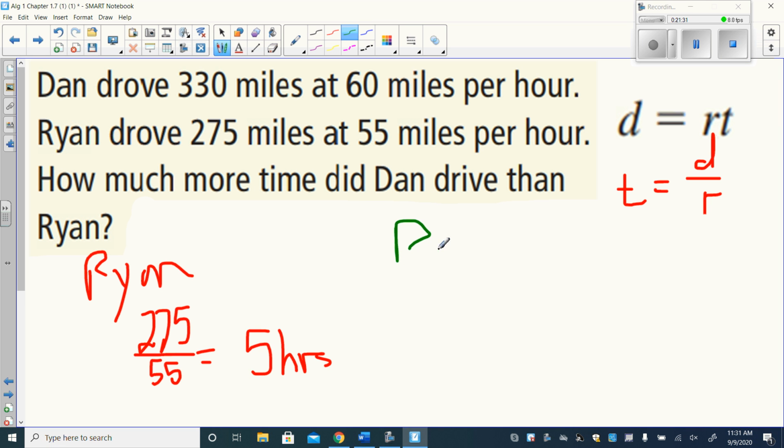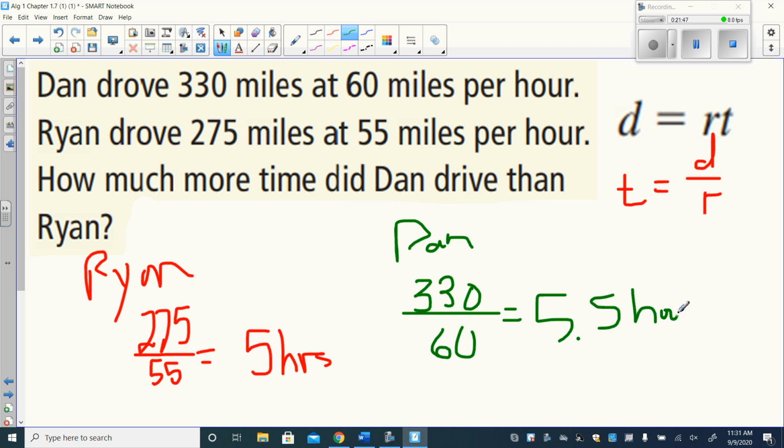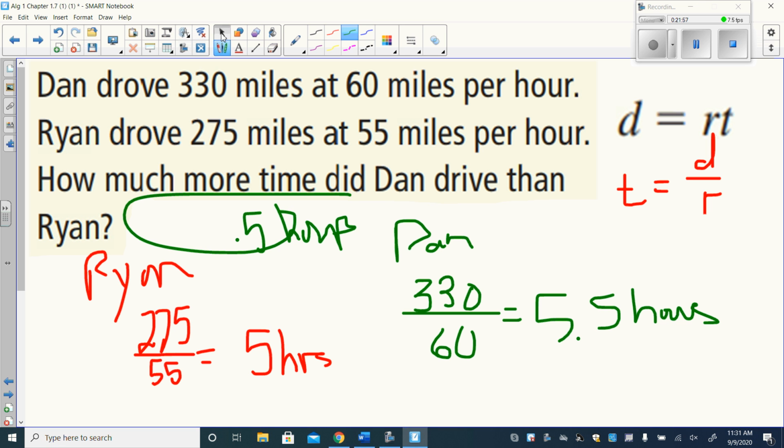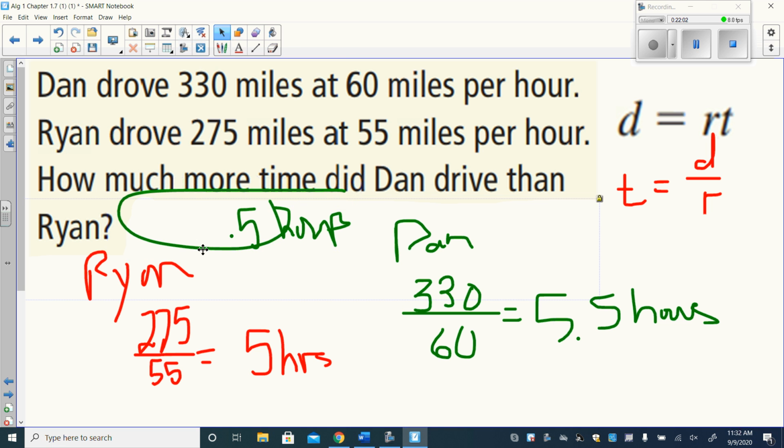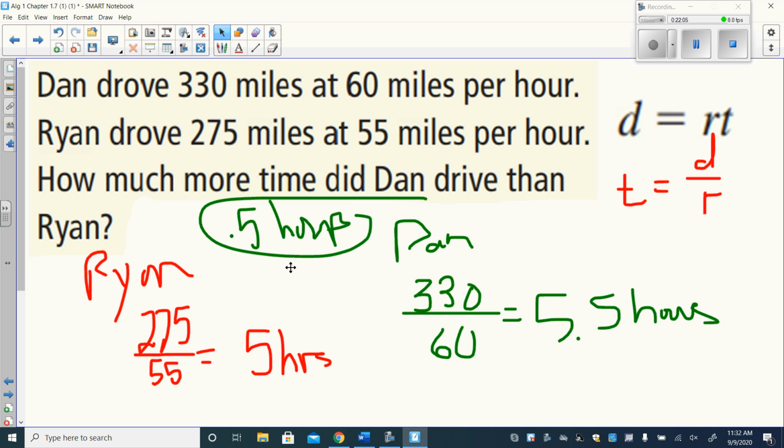Okay, that's not bad. How about Dan? Dan drove 330 miles at 60 miles an hour. Again, we can do 330 divided by 60, and we get 5.5 hours. So how much more time did Dan drive than Ryan? 0.5 hours, or 30 minutes. He drove 0.5 hours more. He drove half an hour longer.